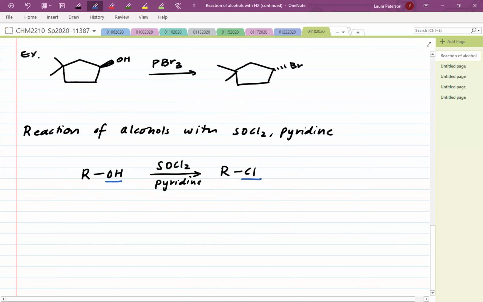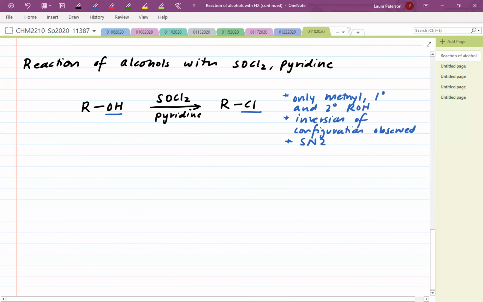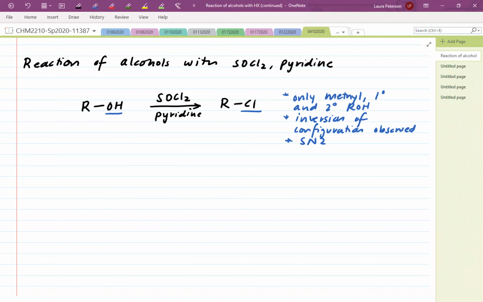Okay, so a few things about this reaction. So only methyl, primary and secondary alcohols can be used in this reaction. We observe inversion of configuration. Okay, so again, this implies that we follow an SN2 mechanism. So let me define those species, SOCl2 and pyridine. And we're actually not going to talk about the mechanism, although the mechanism is in our textbook if you wanted to see that SN2-like step. But we have some similarities in this mechanism where we're going to convert OH into a good leaving group. Chloride's going to end up being our nucleophile, and it's going to attack from the backside.